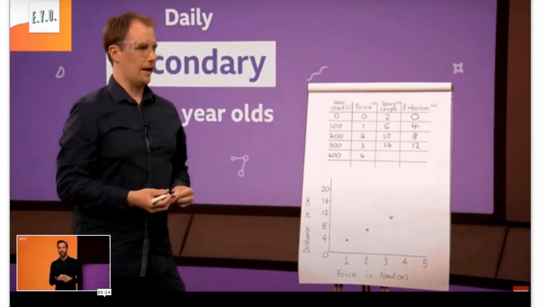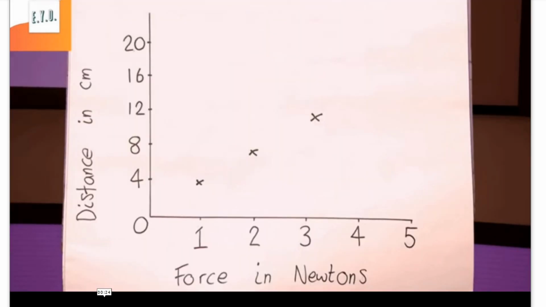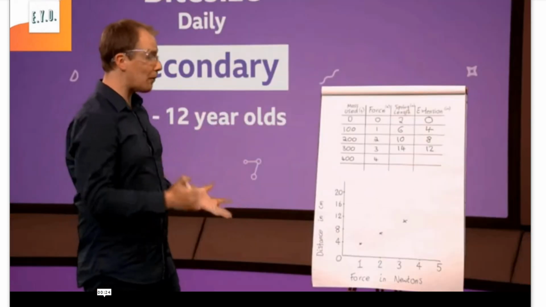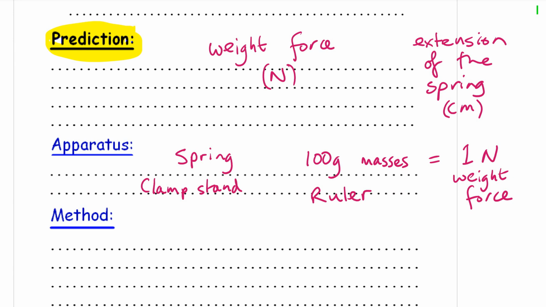So we've got 3 points on there now, Gethin. Can you tell me what that pattern looks like? It's a straight line, isn't it? Excellent, it is. And that is... So let's write up our prediction now.